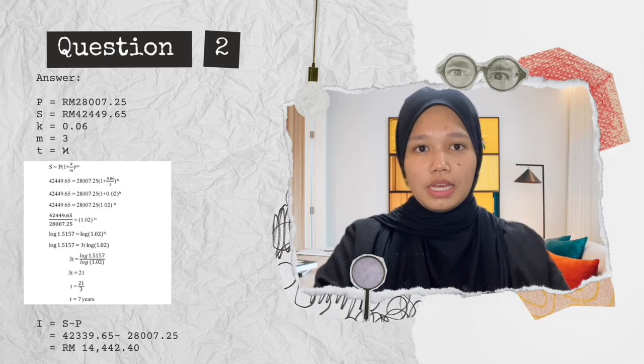We calculate the interest earned using I equals S minus P. Substituting the values, I equals 42,449.65 minus 28,007.25. Hence, I equals 14,442 ringgit and 40 cents. In conclusion, the investment period is 7 years and the total interest earned is 14,442 ringgit and 40 cents.